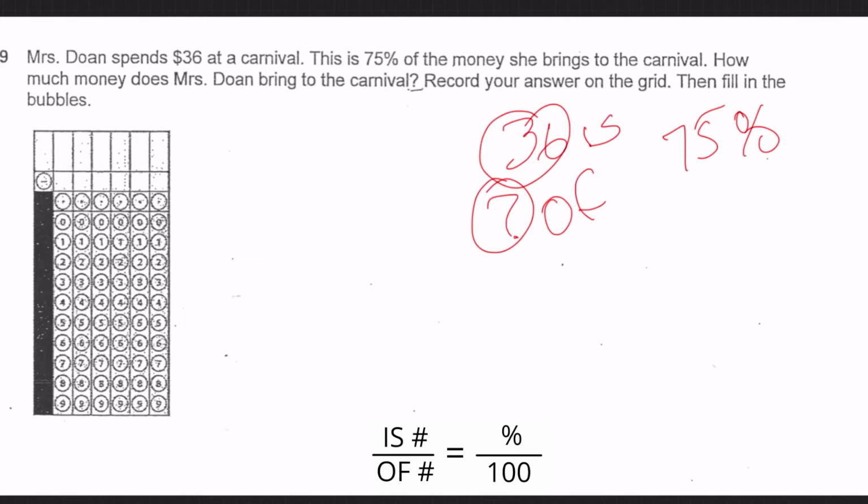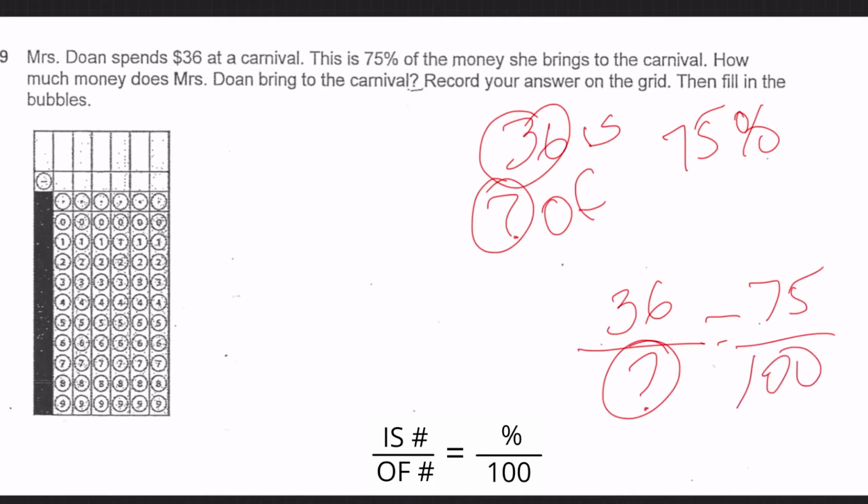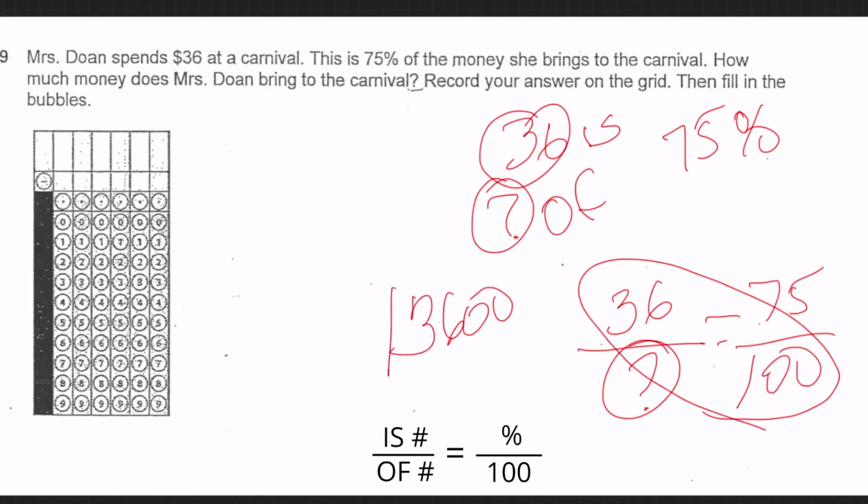Let's set up our proportions. The top number is the is number, so that's 36. The bottom number is the of number. We have no idea. That's what we're trying to figure out. That equals the percentage, which in this case is 75, over 100. Well, here we can cross multiply 36 and 100, and we would have 3,600. Then we're going to divide by the only other number that's left, which is 75. When we divide 3,600 by 75, we're going to get 48.